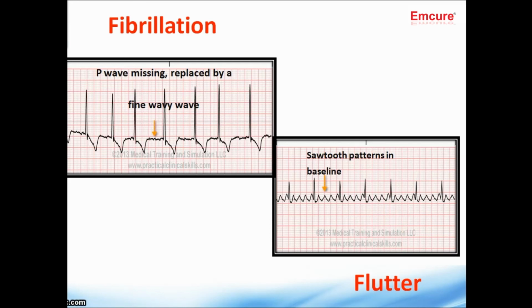So the characteristic is the sawtooth pattern in the ECG. Sawtooth, you can see it here. This is the sawtooth appearance. Whereas in fibrillation, the P wave is missing. Ideally, the P wave has to be here and it is missing. Instead of it, you have fine wavy waves here, here, here. So this is fibrillation, and the one down is the flutter.